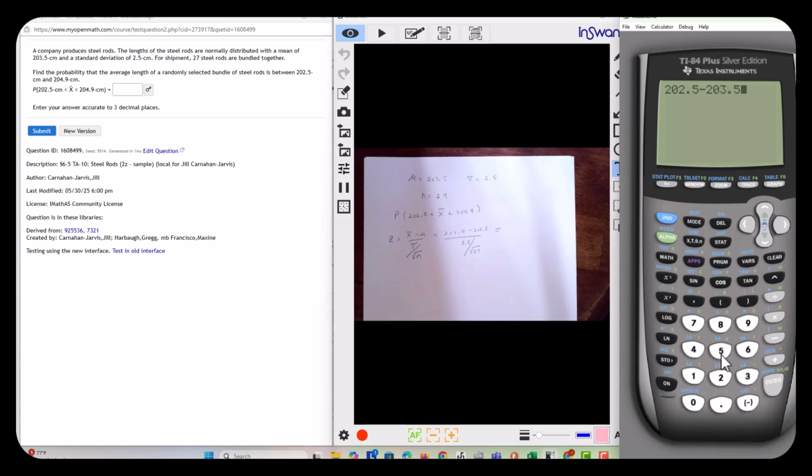Okay, 202.5 minus 203.5, equal, enter. Remember, divide that by 2.5. Enter, and then we're going to multiply it, because this is a complex fraction, by square root 27. Enter. Negative 2.0785. Okay, let's do the other one.